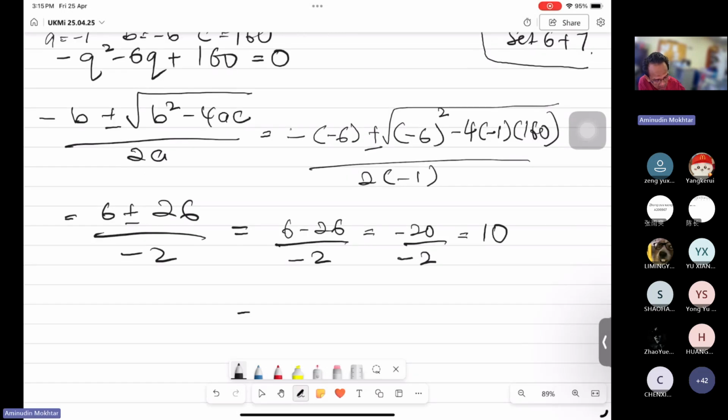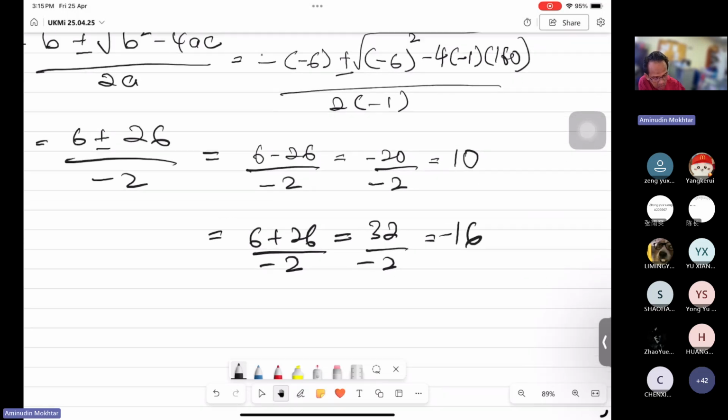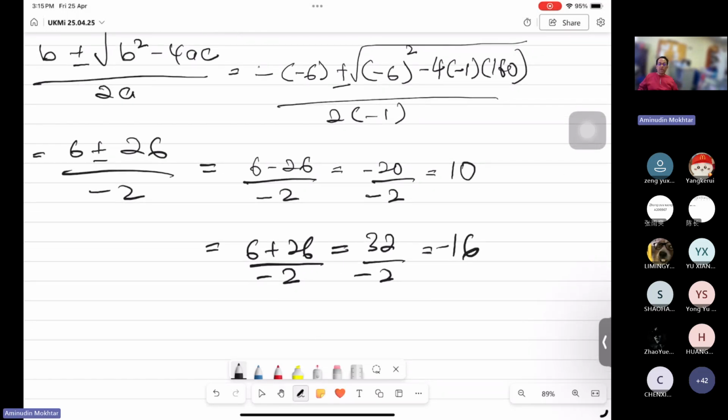And then the second one, 6 plus 26 divided by -2 equal to 32 divided by -2. This is equal to 16. There are two values here, because now we are talking about the demand and supply.